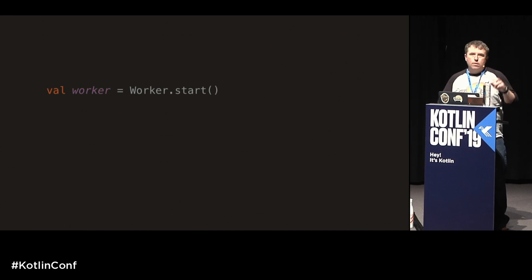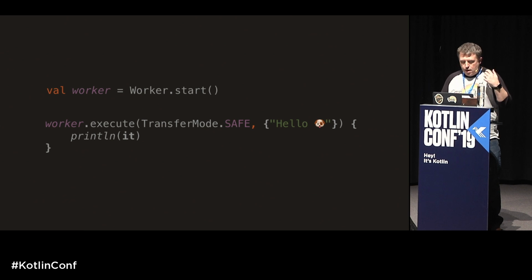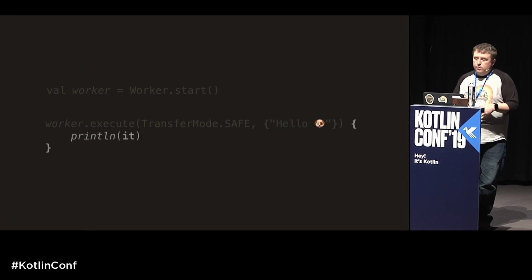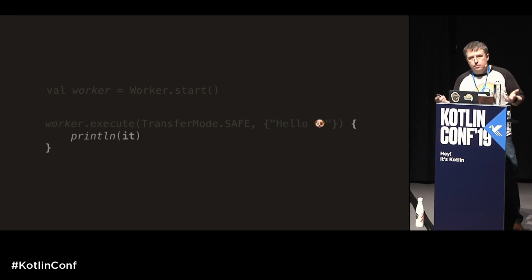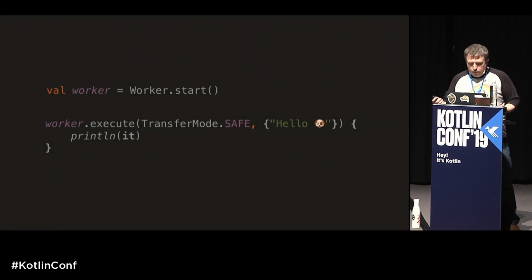Code-wise, you create a worker somewhere in your code, and then later you're going to execute some tasks on it, right? And the task takes a parameter. In this case, it's a string that says hello dog, and then it's going to do something, in this case, print it to the standard out, and you will get this. So let's walk through the parts of what's going on here.